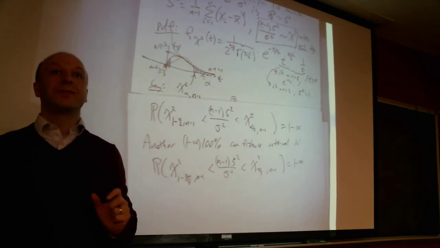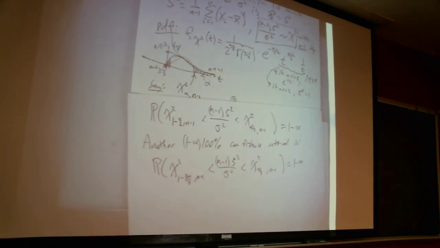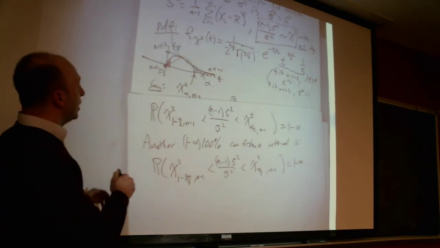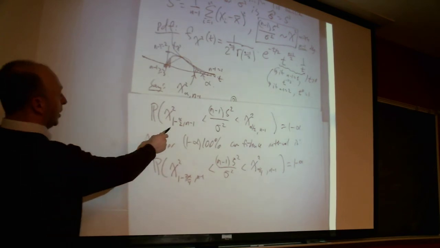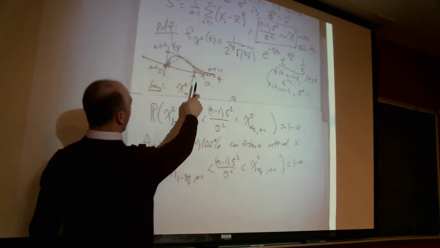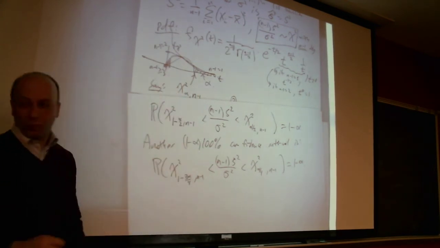Does that make sense? Taylor? Sorry, can you explain why we chose 1 minus alpha over 2 as the bottom? Yes. So let's go back here. What we want to know is, where is this number? What is this number?